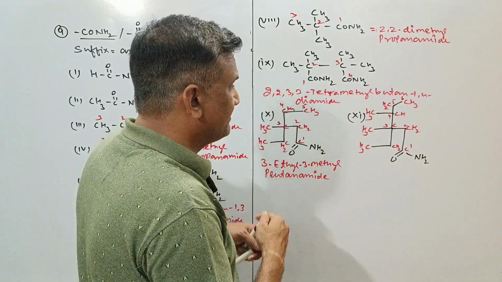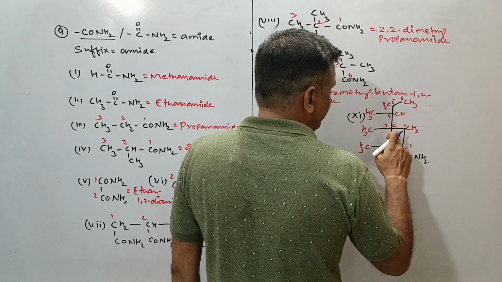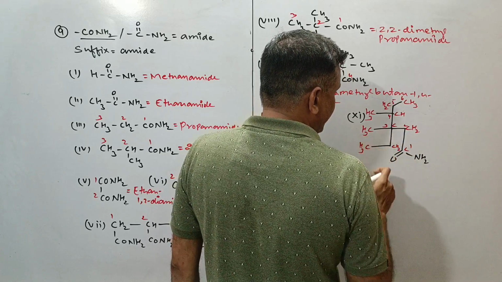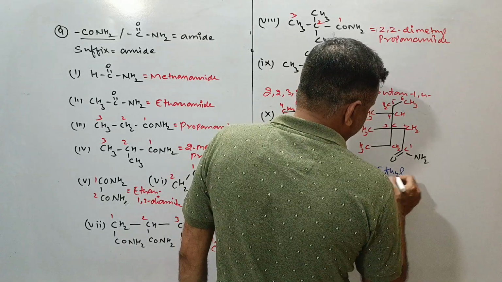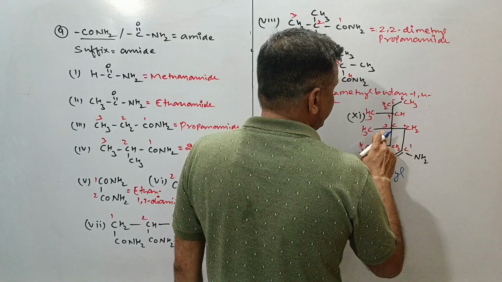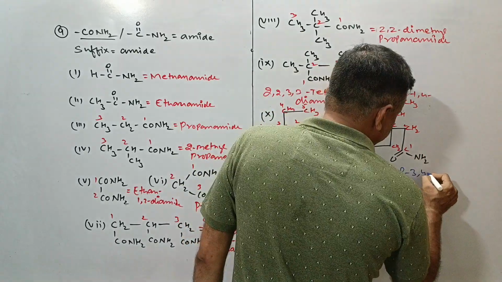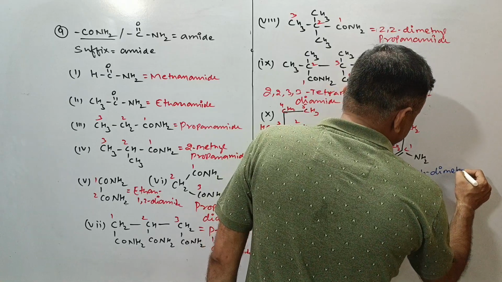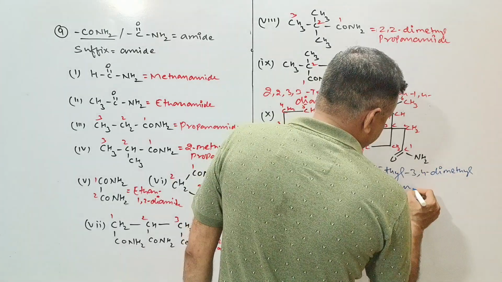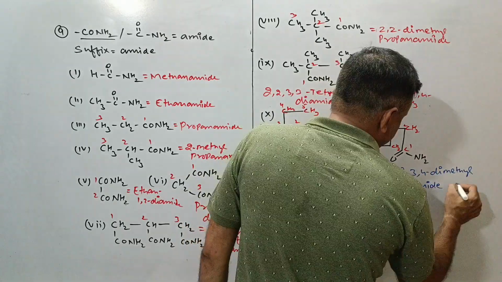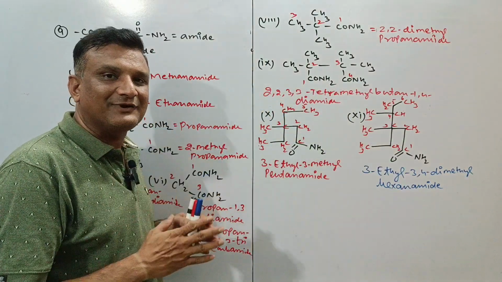Now it's time to give the name of the compound. Over number 3 position there is ethyl, and this is the methyl. So this is 3-ethyl. Over the 3 position is methyl, over the 4 position is methyl. So 3,4-dimethyl. There is a 6 carbon chain, so it will be hexanamide. So this was about the third function group, the amide.